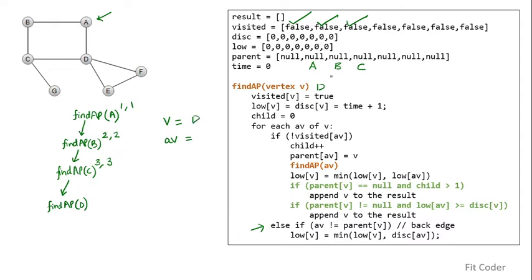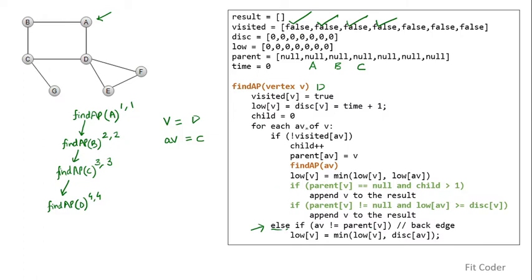Now we mark D as visited and we set low and discovery time to time plus 1. So it will be 4, 4. The adjacent vertices of D are C, A, E and F. So let's start with C. C is already visited. We come in the else condition. Here AV is C and parent of D is also C. So this condition does not hold true.